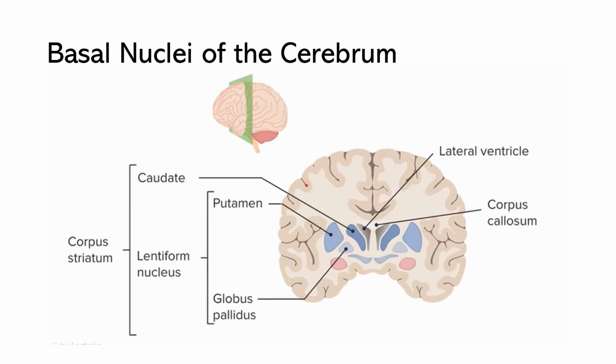The globus pallidus and the putamen together form what's known as the lentiform nucleus. And this lentiform nucleus and the caudate nuclei together form what's known as the corpus striatum. These nuclei are important for receiving input from the cerebral cortex and providing output to the motor portions of the cerebral cortex by way of the thalamus.